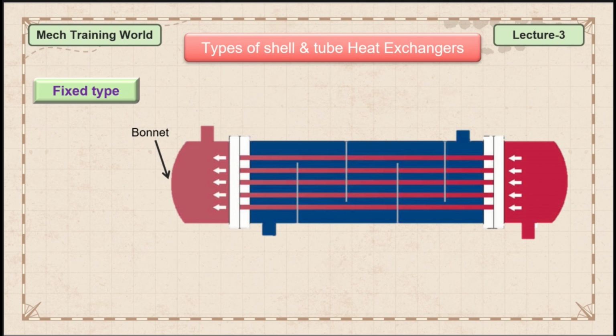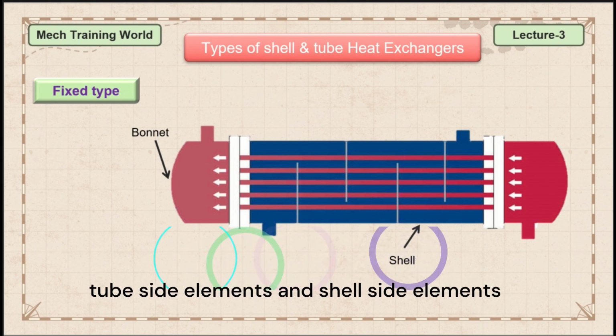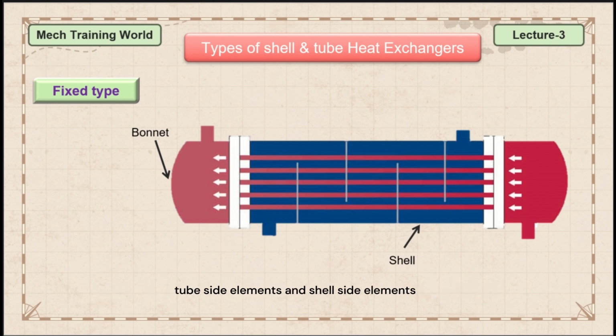And next one is the straight shell. This is the straight shell. And there are tube side and shell side elements. The tube side elements are the parts of the heat exchanger that come in contact with the tube side only. Whatever elements are connected to the tube side are called tube side elements. Generally, we consider the bonnet, channel, and the nozzle inlet and outlet, all these are referred to as tube side elements.